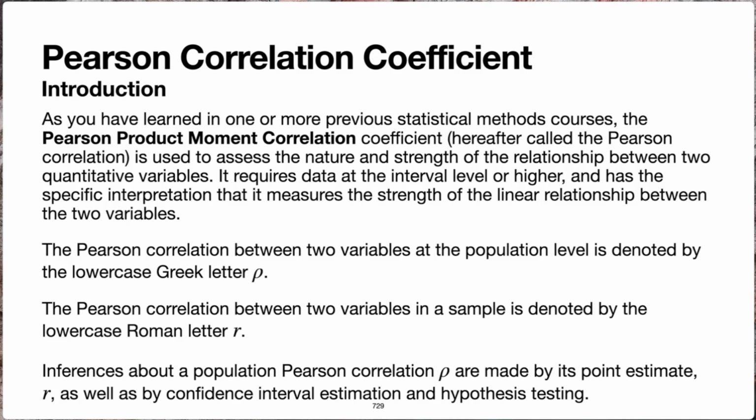The Pearson correlation between two variables at the population level is denoted by the lowercase Greek letter rho. The Pearson correlation between two variables in a sample is denoted by the lowercase Roman letter r. Inferences about a population Pearson correlation rho are made by its point estimate, which again is r, as well as by confidence interval estimation and hypothesis testing.